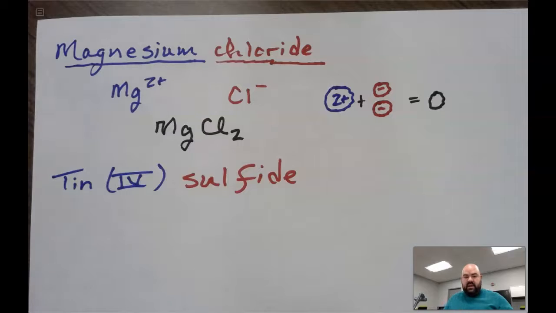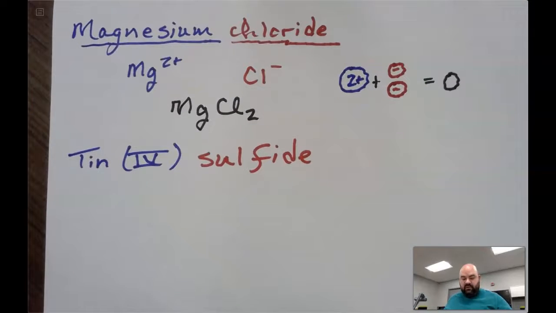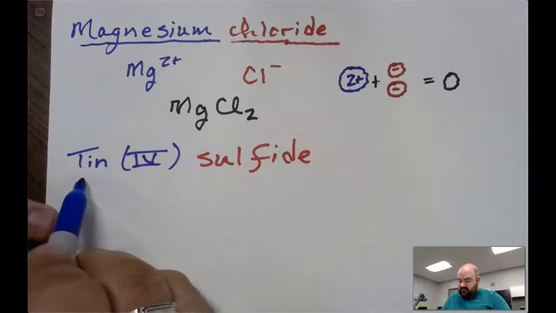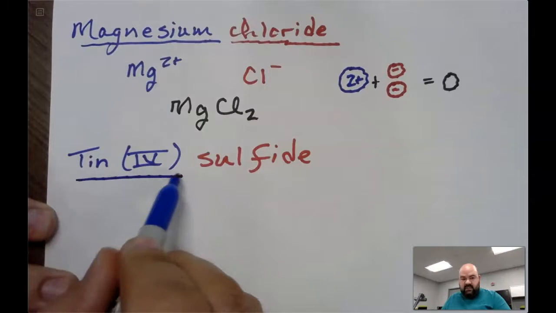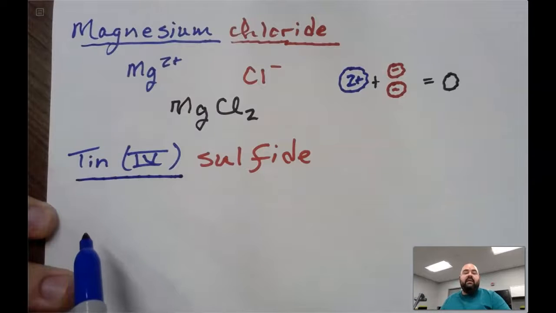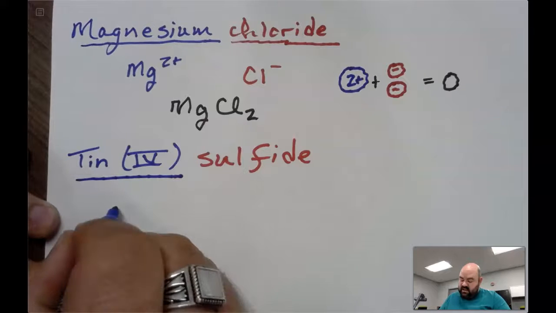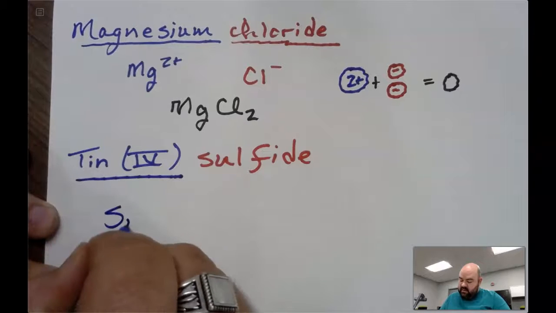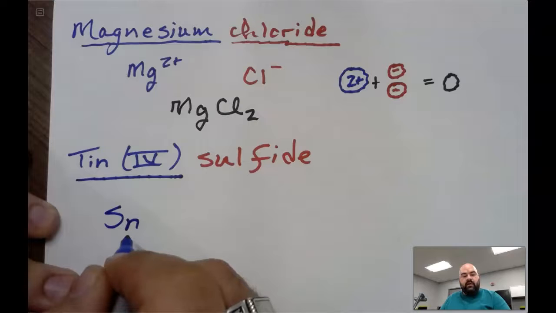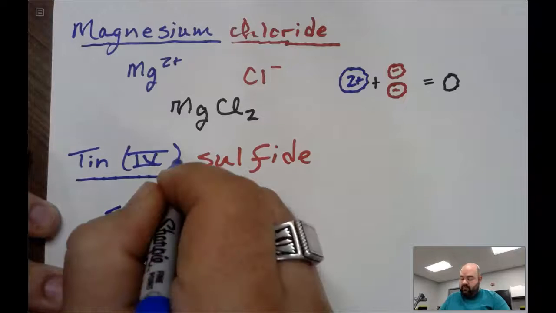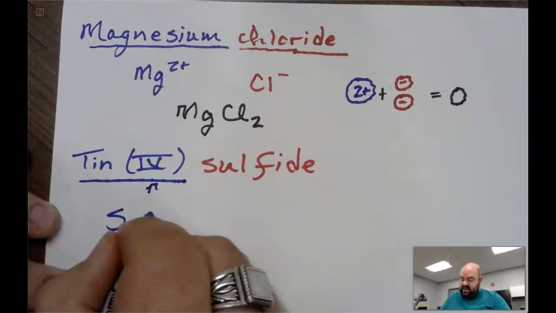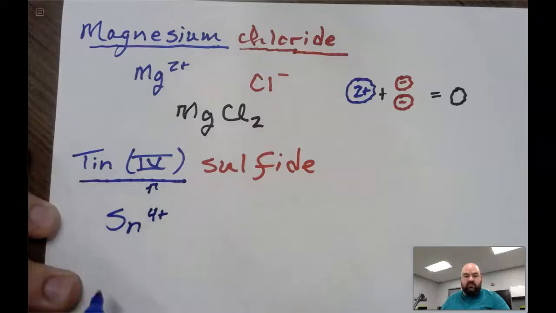Now let's go to our next example here, which is tin(IV) sulfide. Note we have a Roman numeral here. Tin(IV) is a type 2 metal. That means that tin can have multiple possible charges. So tin, which is Sn, can have multiple possible charges, but the Roman numeral 4 tells us that it's 4+, so I don't have to look it up.